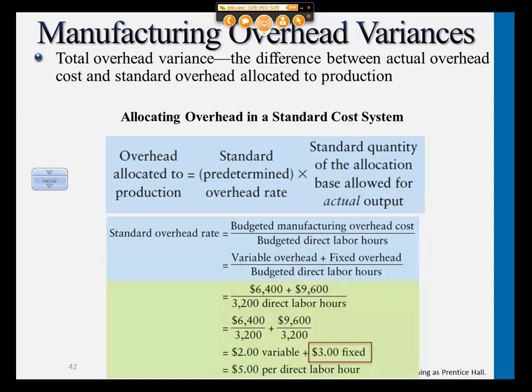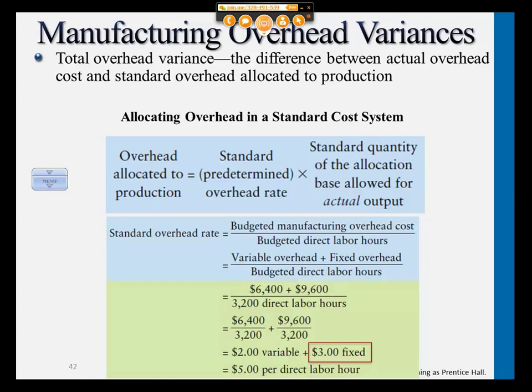So again, let's look just like we did before. How do we look at the standard overhead rate? We're looking at the budgeted manufacturing overhead cost divided by budgeted direct labor hours. We've seen that, right? And then again, two components, the fixed and the variable overhead. All right? And so how do we calculate? The variable overhead and the fixed overhead are given to us. The budgeted direct labor hours is again something that is given to us. So we have a variable component and the fixed component at the end. And we find our standard overhead rate per direct labor hour.